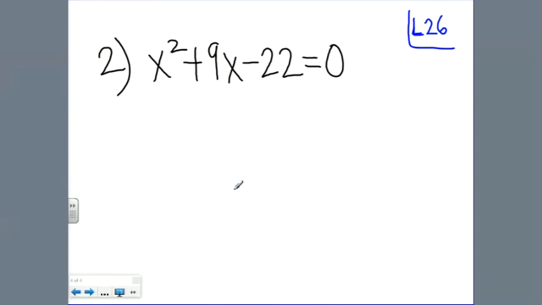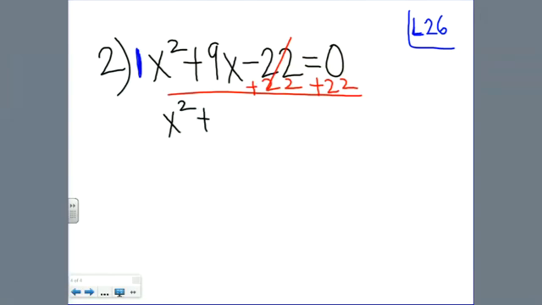Well, our leading coefficient is 1, so we don't have to change it or divide anything out. The only thing we need to do to start off is add 22 to both sides. So we have x squared plus 9x, and save yourself a little room behind the 9x. And that's equal to a positive 22. Now we're ready to complete the square.